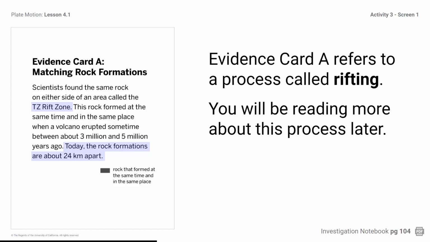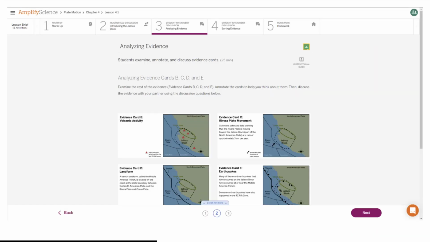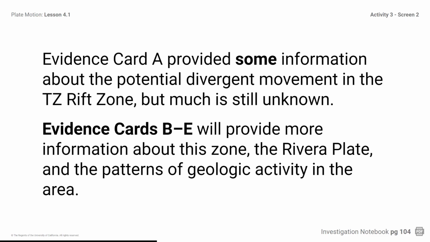However, sometimes rifting starts and then slows down or stops. A famous example of this is the Baja California Peninsula, which separated from Mexico due to divergent movement, but did not form a new divergent plate boundary. You will read more about this case for homework. Here's what your student screen looks like for this part of the lesson.